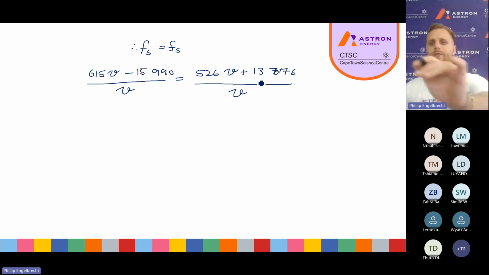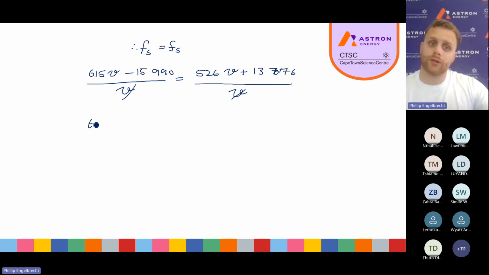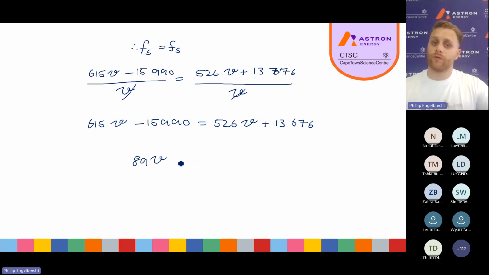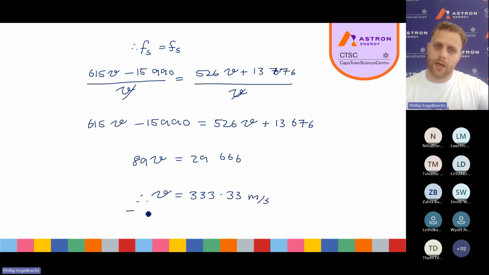Now let's look over here. I have V in the denominator on both sides, so they can cancel. I'm left with 615V minus 15,990 is equal to 526V plus 13,676. You do your basic algebra, all right? So it becomes 89V, because I take all the V's to one side, is equal to 29,666. You solve this on your calculator, and you get that the velocity of sound is 333.33 meters per second. And there we go.